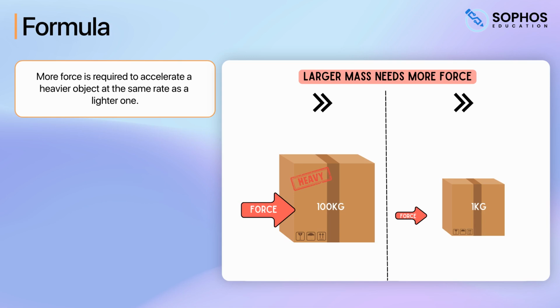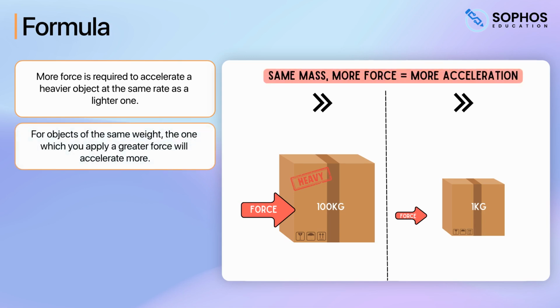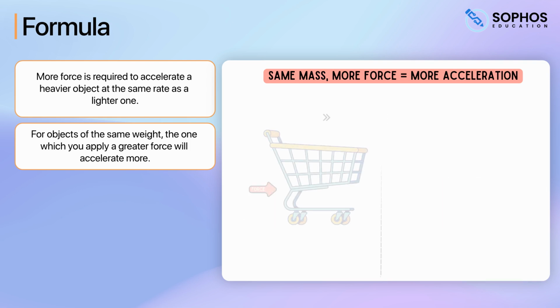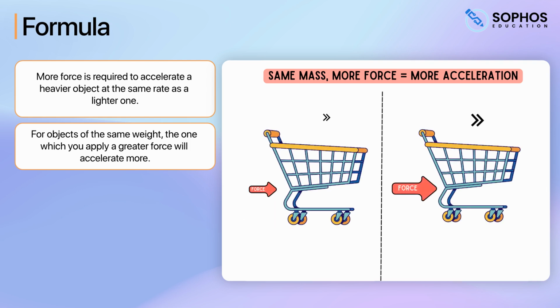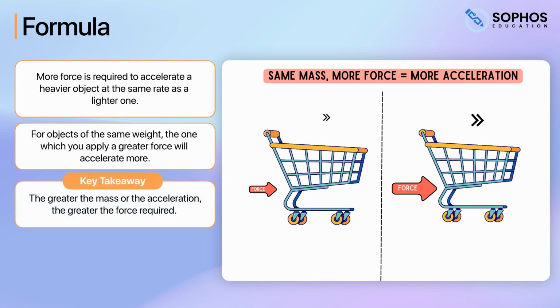Similarly, if you have two identical objects with the same mass, the one to which you apply a greater force will accelerate more. For example, pushing a shopping cart gently versus pushing it hard. This tells us that the greater the mass or the acceleration, the greater the force required. This forms the basis of Newton's second law of motion.